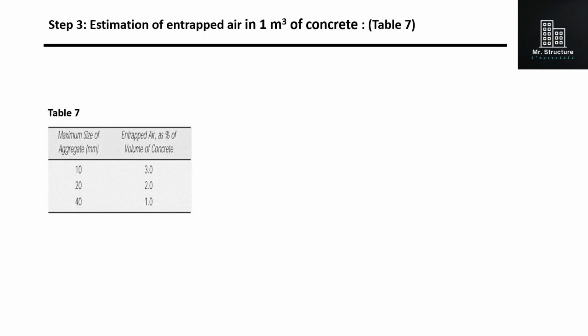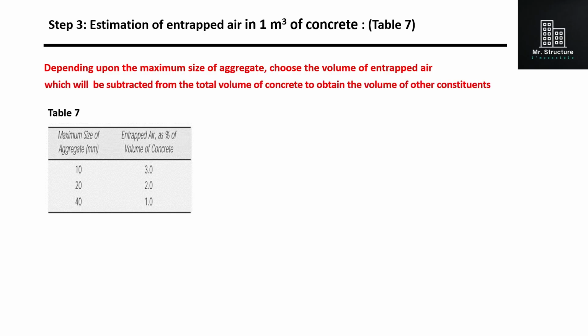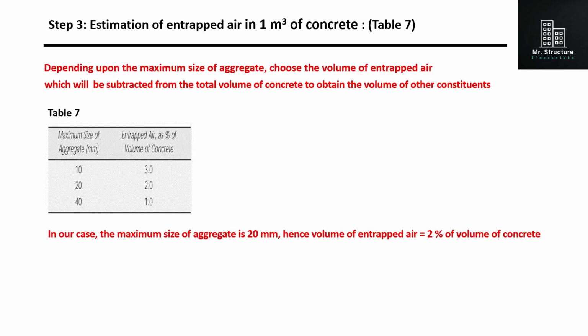In step 3, we determine the entrapped air in 1 meter cube of concrete. Depending upon the maximum size of aggregate, we can choose the volume of entrapped air, which will be subtracted from the total volume of concrete to obtain the volume of other constituents. In our case, the maximum size of aggregate is 20 mm, hence volume of entrapped air is equal to 2% of the volume of concrete.